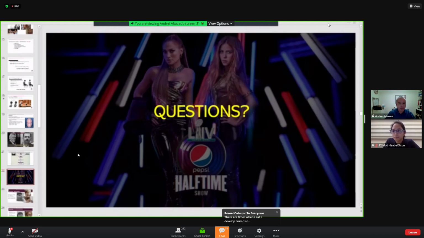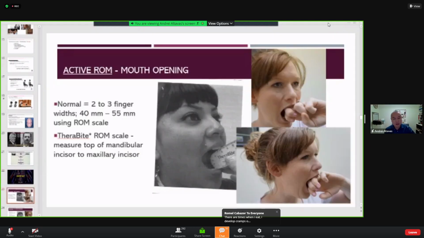All right, so very important. How do we measure mouth opening? These are all just basic components of your physical exam. Now, normal mouth opening is actually 40 millimeters. That's about 2 to 3 fingers width.